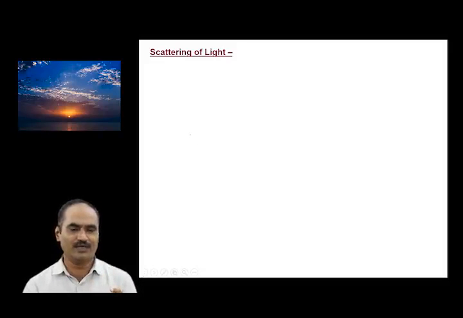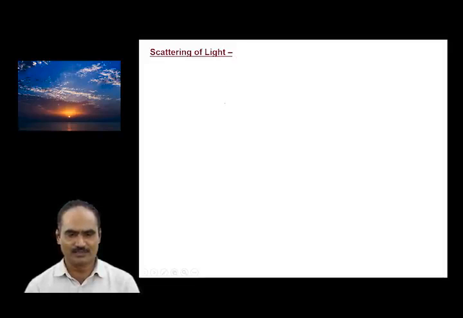Another wonderful phenomenon is that because of this scattering of light, we are able to see each other. If there were no such scattering of light, then it is very simple: sitting in a room, you would not find any light unless you put on your tube light or fluorescent light or LEDs and all those things, right?